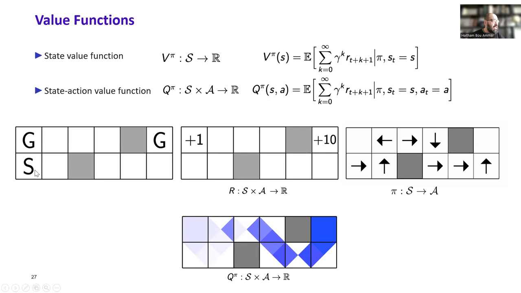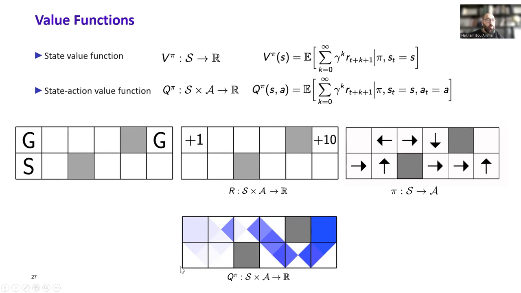Again, starting from state S, going to this goal gets you plus one, or going to the far goal will get you plus 10. The reward function is what we just said, and the policy is what we talked about before, a deterministic policy. Here we go right, go up, go left. Or go right, go down, go right, and then up.